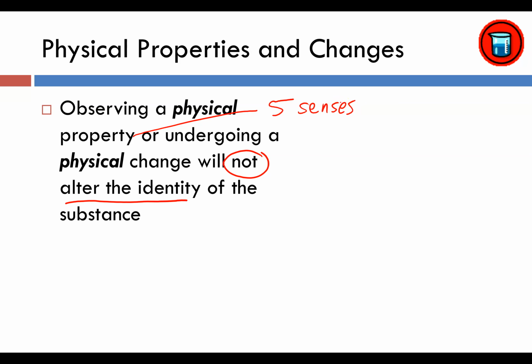What color is the sample? What does it smell like? What is the texture? You probably wouldn't want to taste most samples in the chemistry lab for safety reasons, but when you observe a physical property, you don't have to do anything to the sample. Undergoing a physical change changes the way the particles or molecules are arranged relative to each other, but it doesn't change the chemical makeup of your sample.